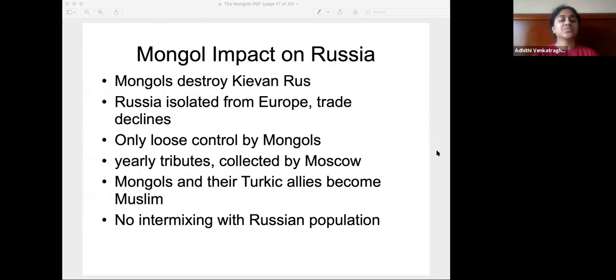The Mongol impact on Russia included the Mongols completely destroying the Kievan Rus. So Russia was isolated from Europe, trade declined, and there was only loose control by Mongols. There were yearly tributes collected by Moscow, and Mongols and their Turkic allies became Muslims. So there was no intermixing with the Russian population either. Although the Mongols had loose control in Russia, they had only yearly tributes, a vague relation.